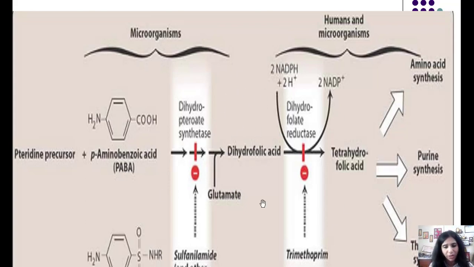So if you give the sulphanilamide and trimethoprim combination, or sulfonamide and trimethoprim combination, it is going to inhibit the synthesis of folic acid in two steps. One is the conversion of the pteridine precursor and PABA into dihydrofolic acid. This enzyme is inhibited in the microorganism. The second enzyme is also inhibited in the microorganisms by trimethoprim, and that will lead to complete suppression of the active form of folic acid.